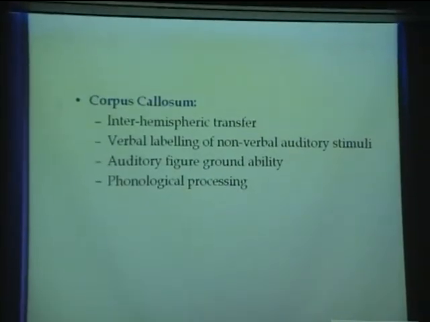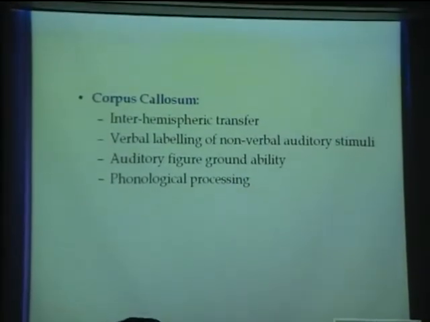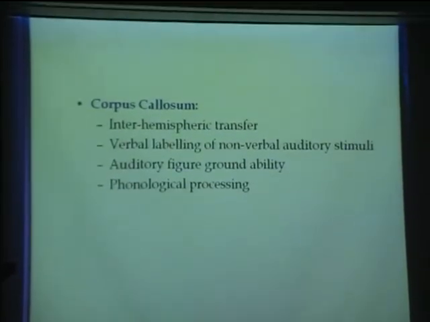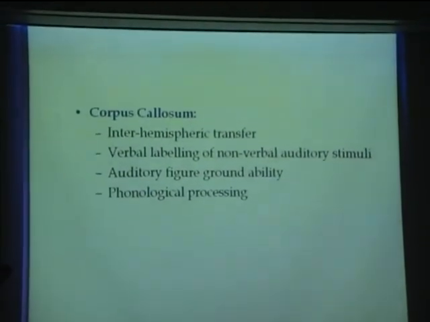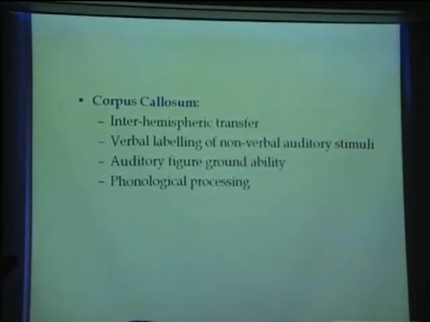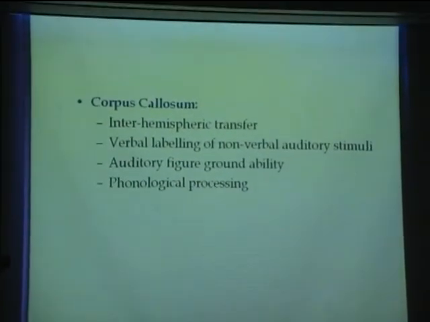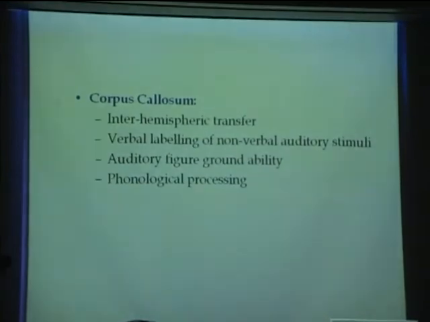Another important thing, the corpus callosum, which is interhemispheric connections. So if you hear something like a key jingling and you want to say what it is, you have to have that sound being processed in the right hemisphere. You have to have that impulse going to the left hemisphere for you to be able to label it verbally. Otherwise, you'll be able to hear it, but you won't be able to say what that sound is.